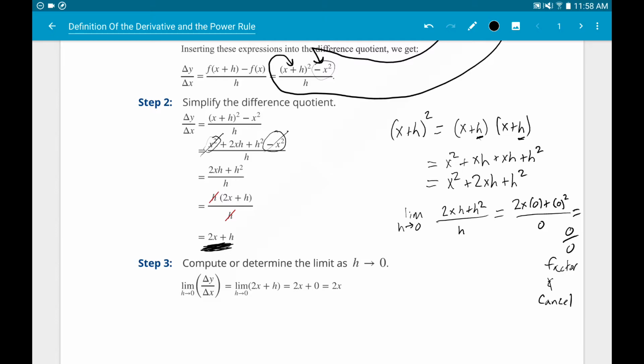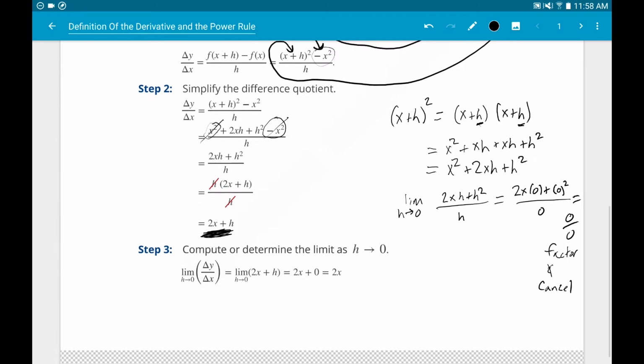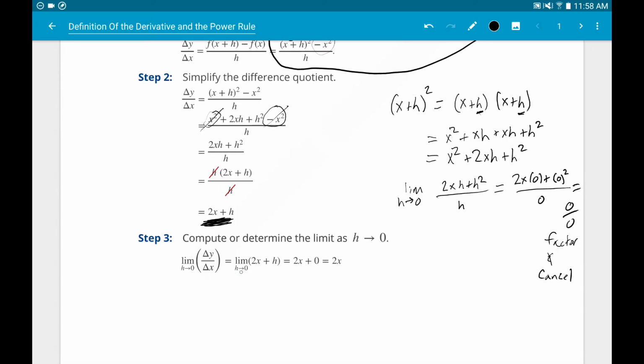Okay, after they've simplified the difference quotient, step 3 is going to be to actually do the limit. So right here, the limit as h approaches 0 of 2x plus h. If you plug in 0 for h, you get 2x plus 0. No need to say plus 0 on anything, so we get 2x. So this is called the derivative. The derivative of x squared is 2x.